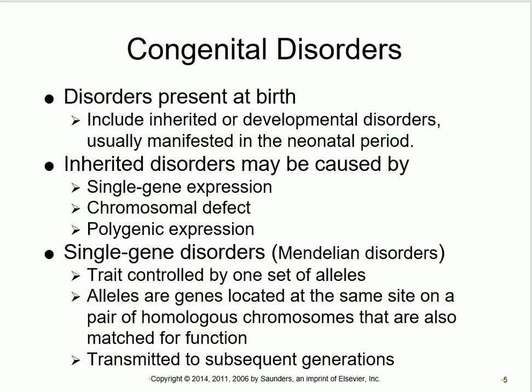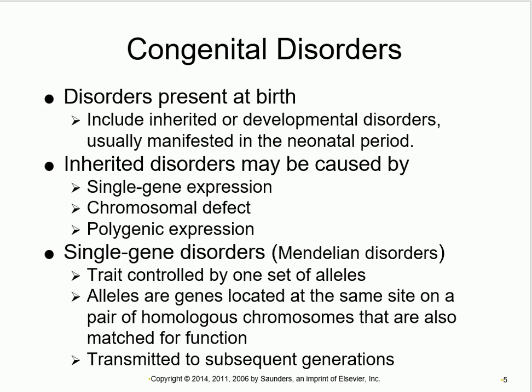Are you familiar with Mendelian inheritance and genes? You do have different things, but the main focus is on the single gene. The single gene disorders are called Mendelian disorders. These are traits that are controlled by one set of alleles. What are alleles? Alleles are the genes that are located in the same site on a pair of homologous chromosomes.